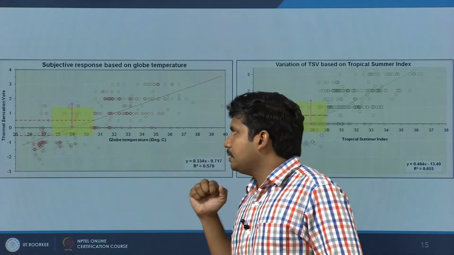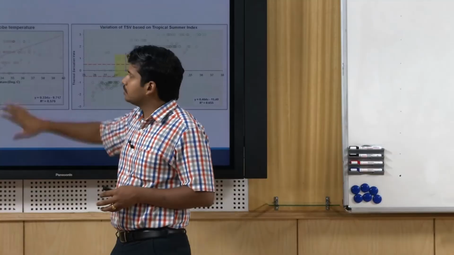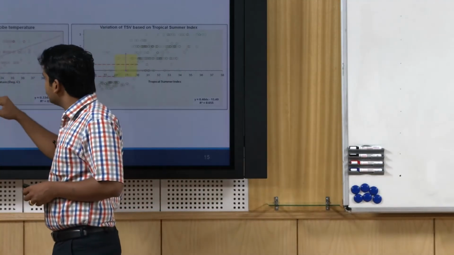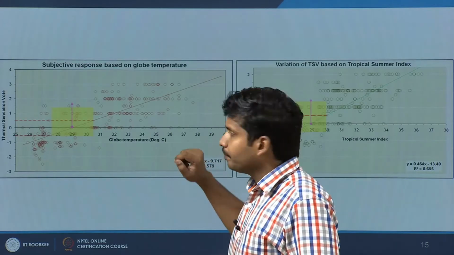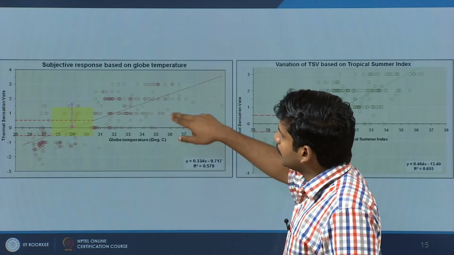There are 2-3 interesting things which we need to note. Whenever you do an adaptive comfort survey, this is what you will get. When you plot, you will get a graph like this. What it means is, say you take a temperature of 36 degrees. You have a set of points, dots across the y axis.